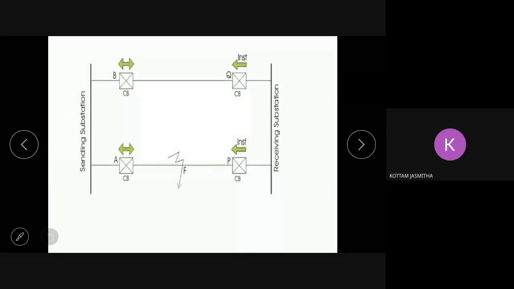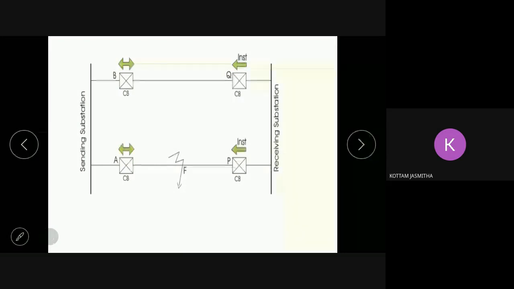So the directional relays are connected near the load side, and the non-directional relays are always equipped at the source side, right? So here, out of AB and PQ, AB are the non-directional relays, whereas PQ are the directional relays, right?